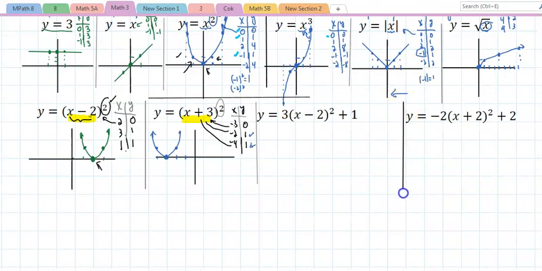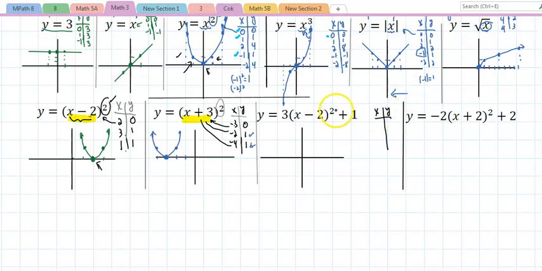Okay. I was going to talk about translation without graphing, but let's save that for another lecture. So here we go. How about here? I get to any graph I don't know how to do.